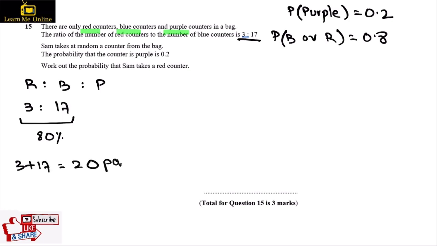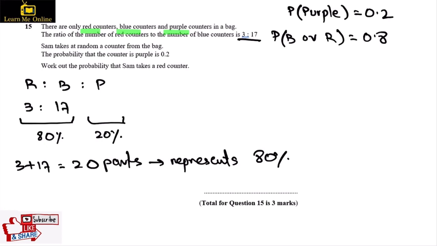so 20 parts represents 80%. Okay. If 20 parts represents 80%, so we know that purple is 20%, the remaining 20%. So how much would the 20% represent? To go from 80 to 20, you divide by 4, and you divide by 4 here as well. So it means 5 parts would represent 20%.